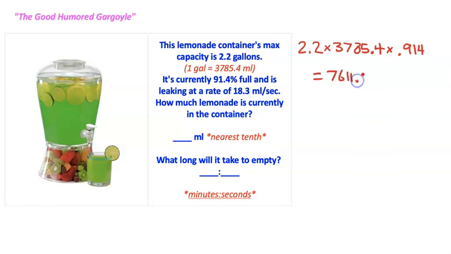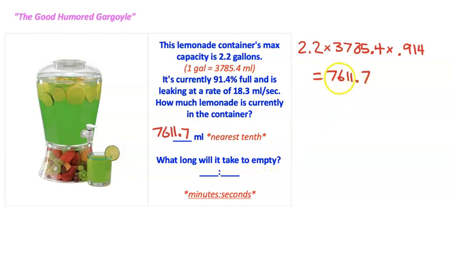7611.7 to the nearest tenth. Okay, I think it's like 7611.6823 blah blah, but I'm going to round it to the nearest tenth because that's what the directions say. So here we go, 7611.7 milliliters to the nearest tenth. Okay. How long will it take to empty?